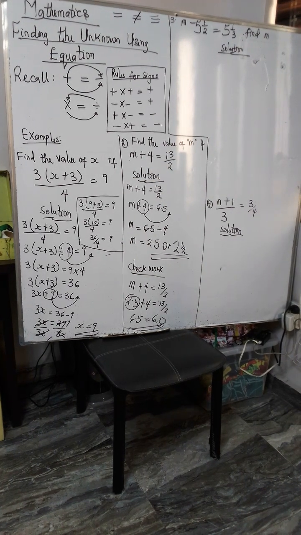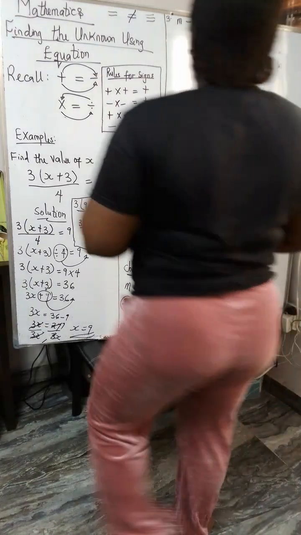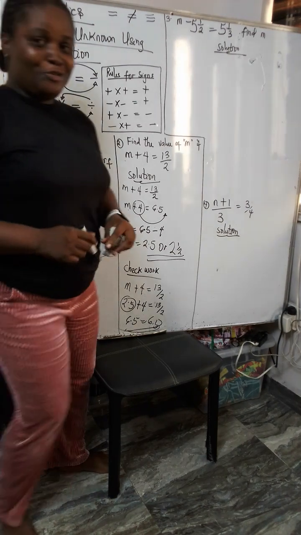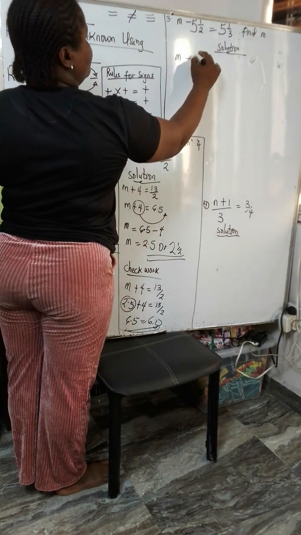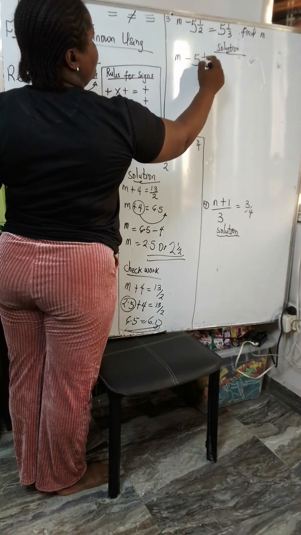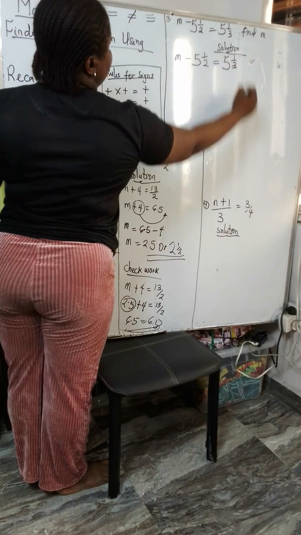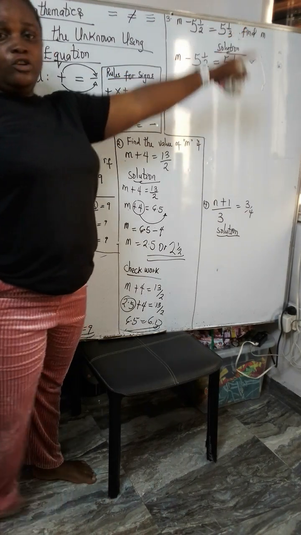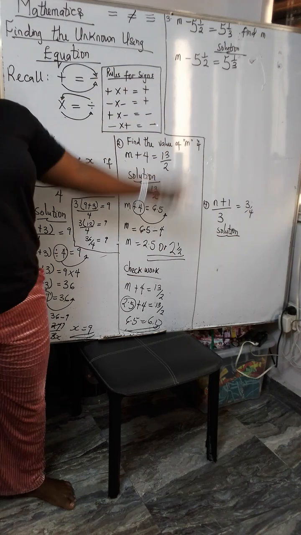I want to solve for n again. And to solve for n, what am I going to do? Sorry, I hope I'm not obstructing your view. So I have n minus 5 whole number 1 over 2 equals 5 whole number 1 over 3. Very, very easy. They said we should find the value of n in this instance. Now what do I do to find the value of n? Of course, I need to make n stand alone.